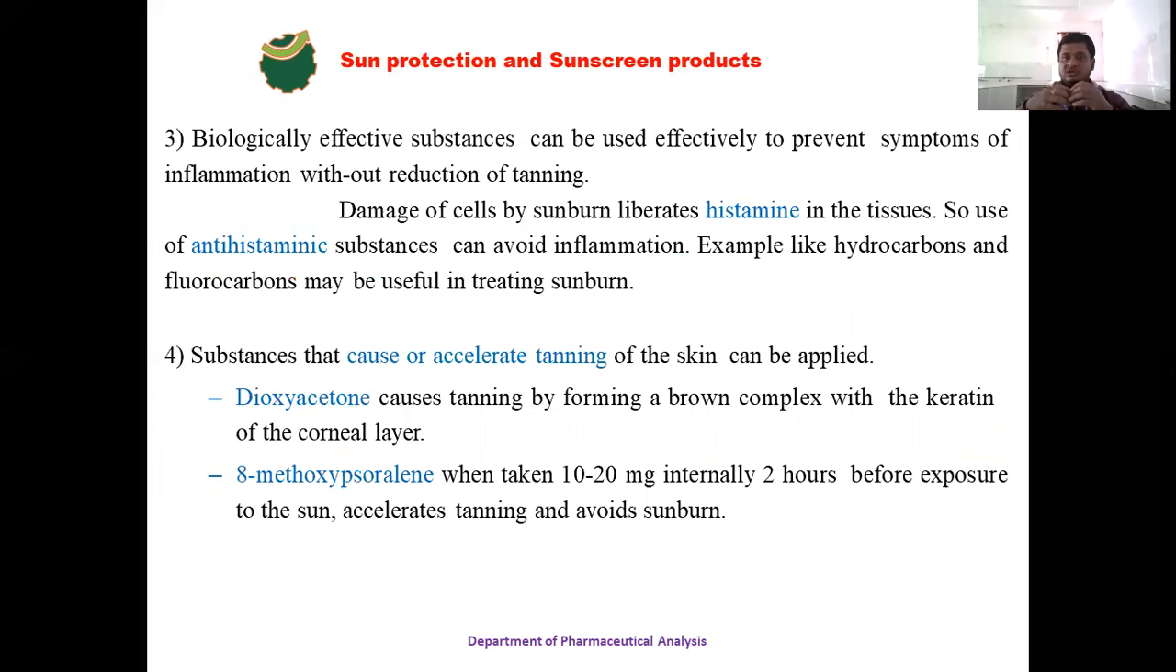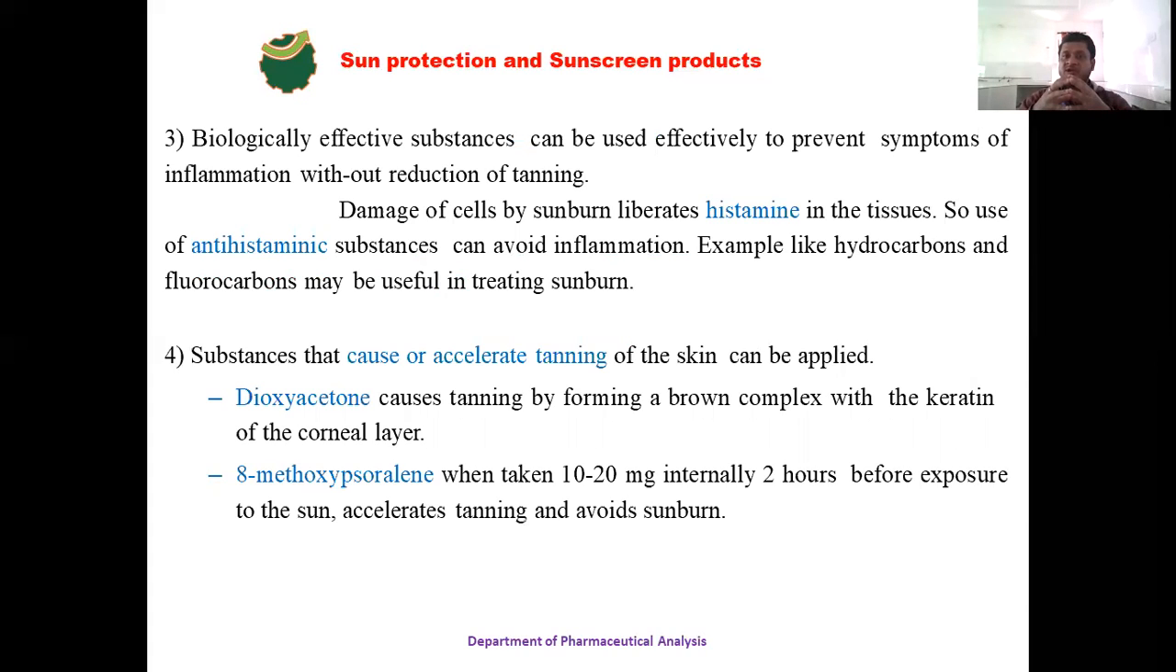Okay. Now the third one is, if any person has already been exposed to sunlight and is suffering from a sunburn, that liberates histamine in the tissues. Because of that we have to use some antihistamines to avoid the inflammation. So in that case, how to protect? If the person is already affected by sunburn, if any person is exposed to sunlight for a longer time, that person will be already affected by sunlight, or you can say sunburn.